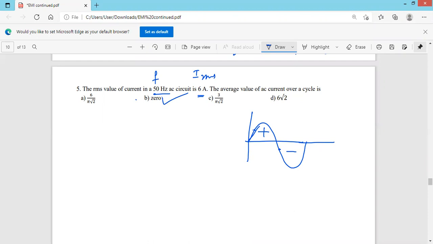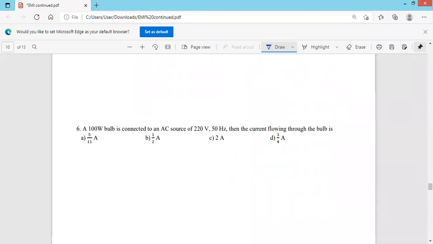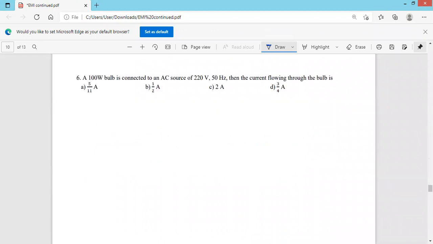The average value of the AC current over a complete cycle is 0. That's why we define the average value for a half cycle, or we define the root mean square value. For one complete cycle, the average value of the current is 0. Not only current, voltage is also 0. Yes.